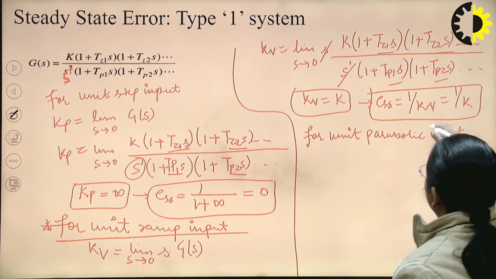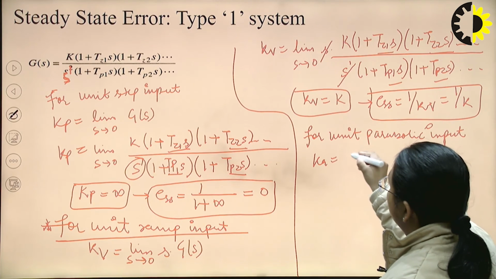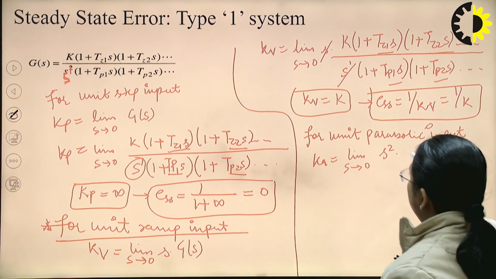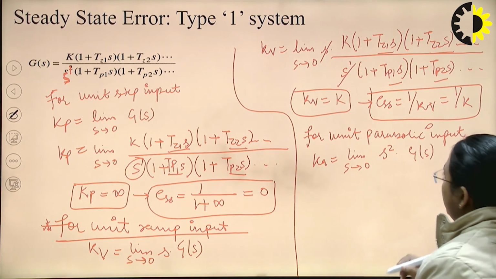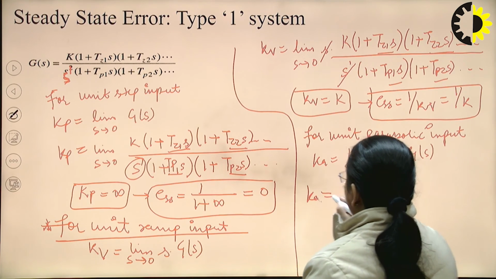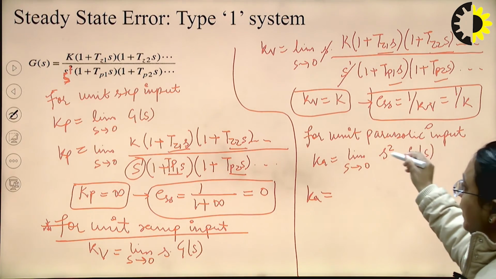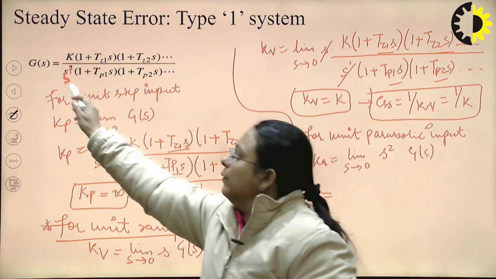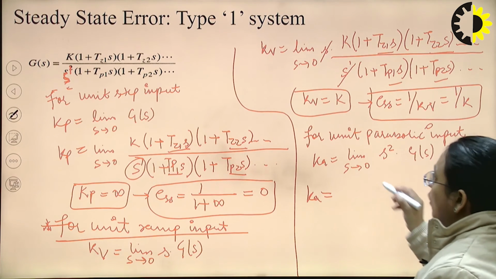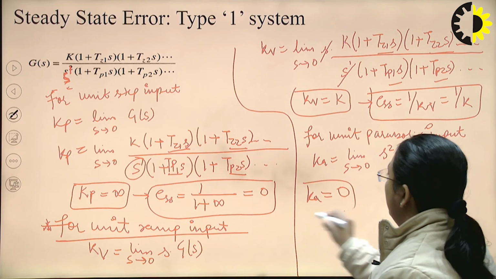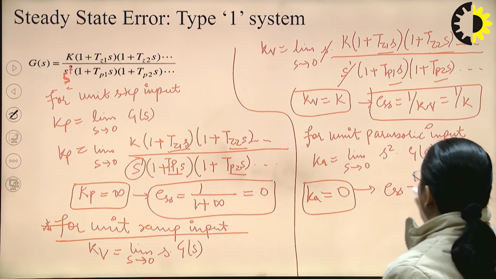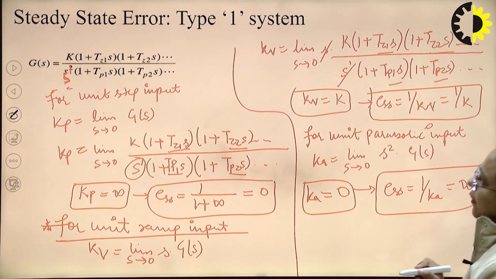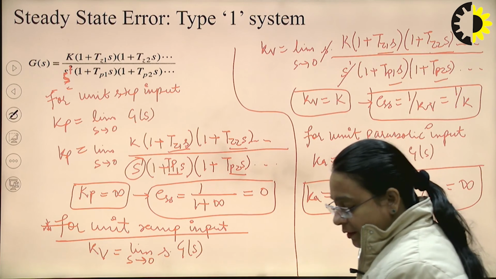And for unit parabolic input, we will find out the value of Ka, which is limit s tends to 0 of s square into G(s). So for the value of Ka, when we put the value of G(s) here, only one s from the numerator will get cancelled out from the denominator s. So the value of Ka will become 0, and correspondingly the steady state error will become infinite for this case.